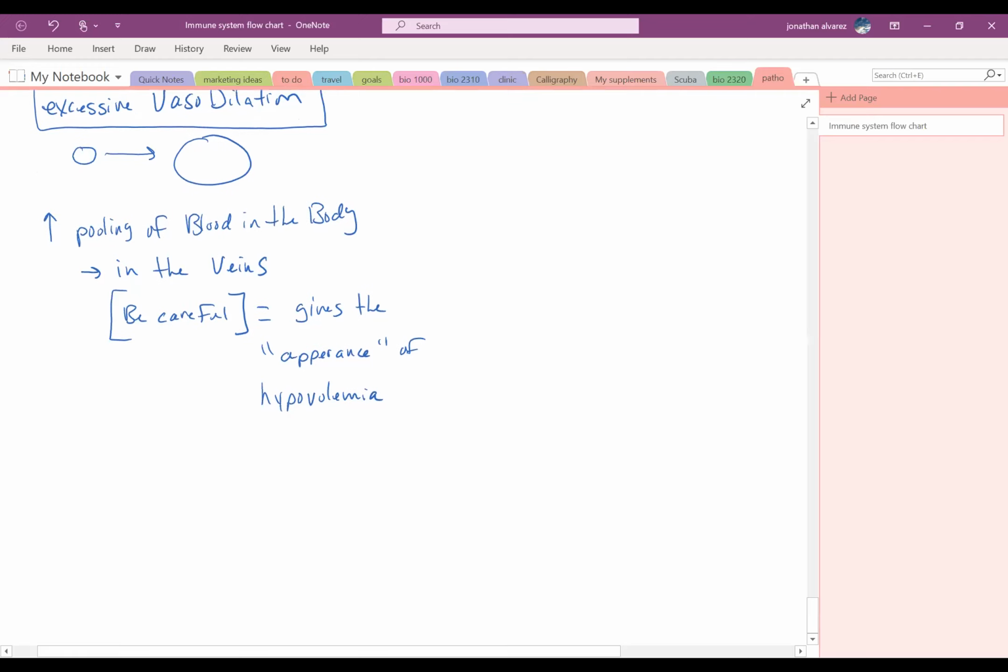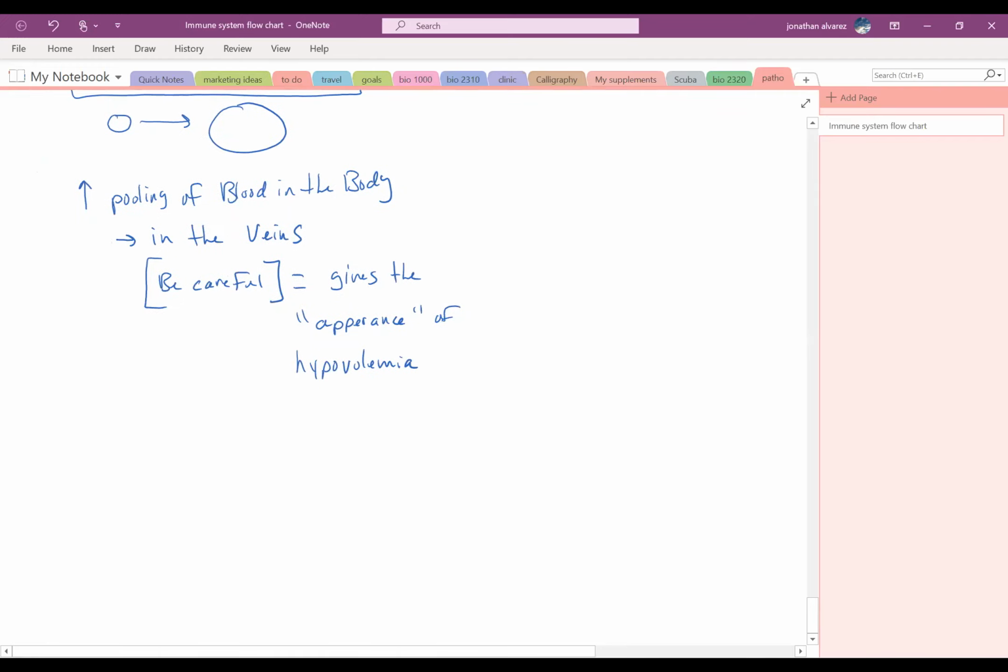So when this happens, you're going to get decreased oxygen to the brain and cells and tissue. And this is due to a decrease in the preload and stroke volume.